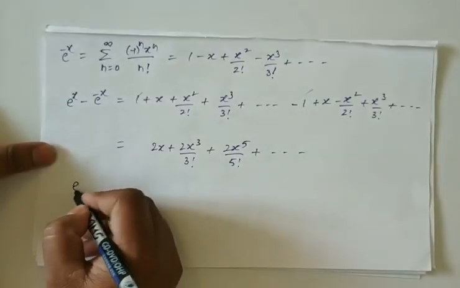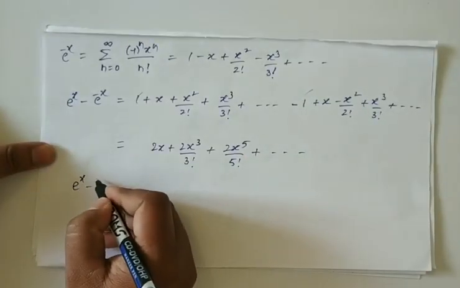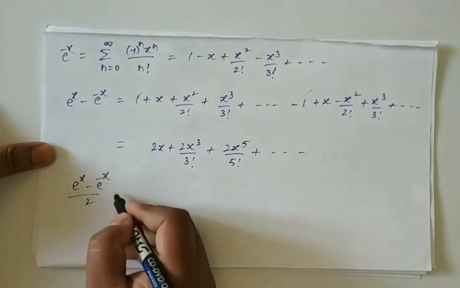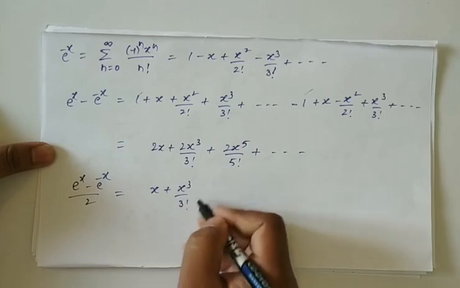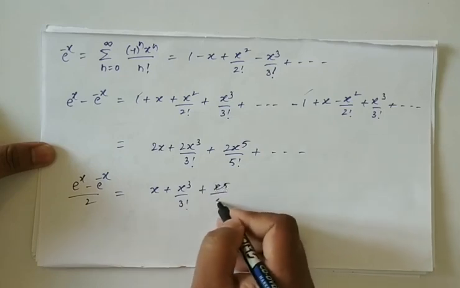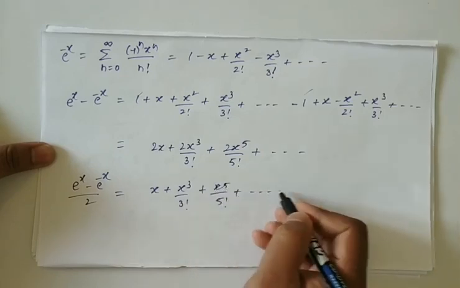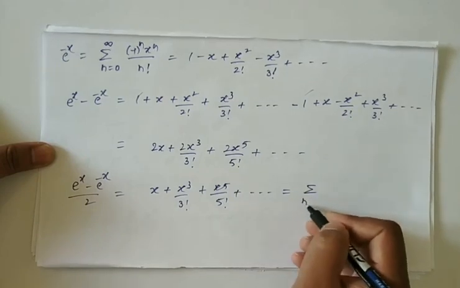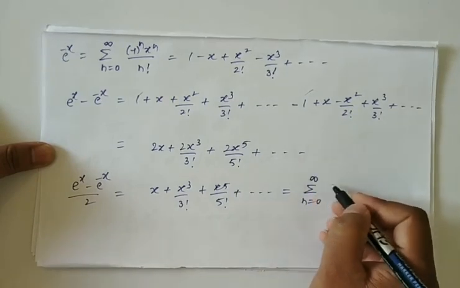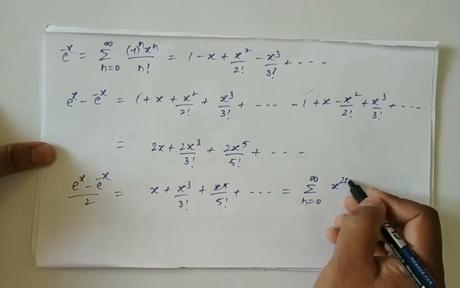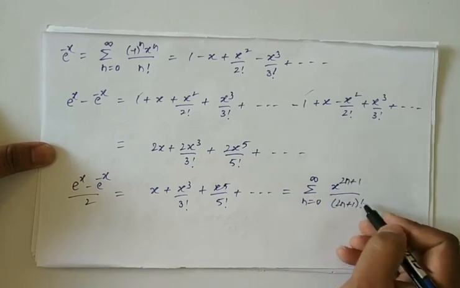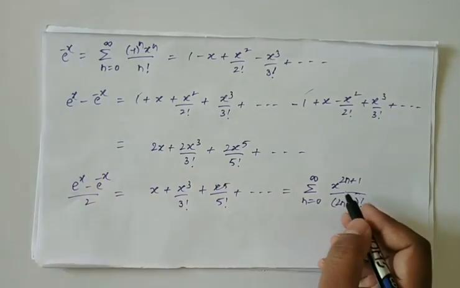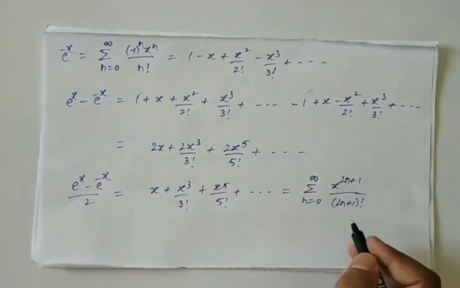So next, e power x minus e power minus x by 2 is nothing but x plus x cube by 3 factorial plus x power 5 by 5 factorial plus so on. This can be written as summation n equals 0 to infinity x power 2n plus 1 by (2n plus 1) factorial. Odd terms are 2n plus 1, even terms are 2n.